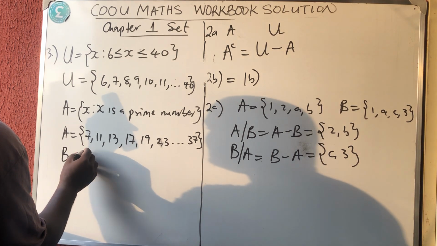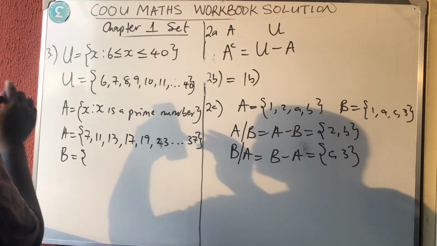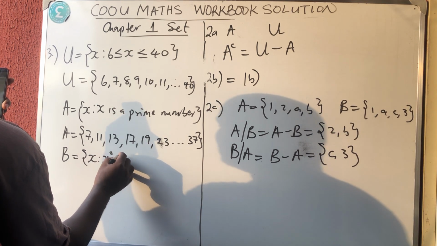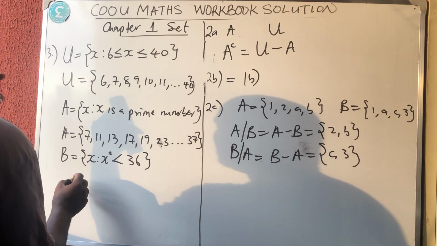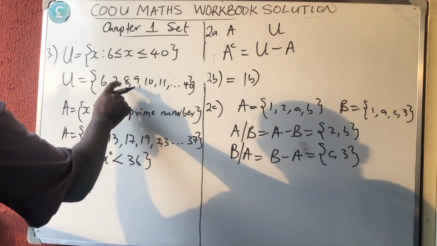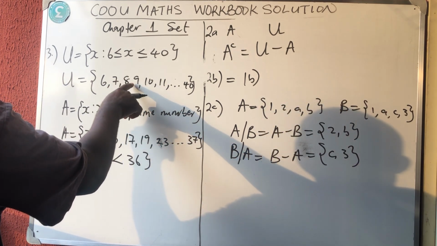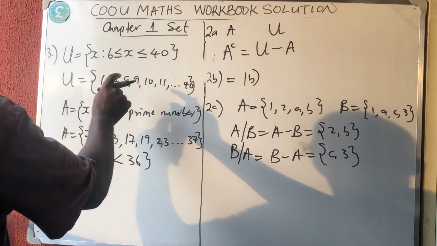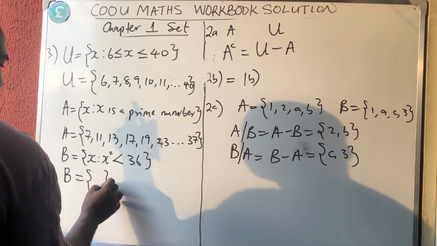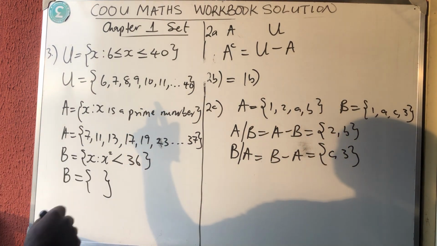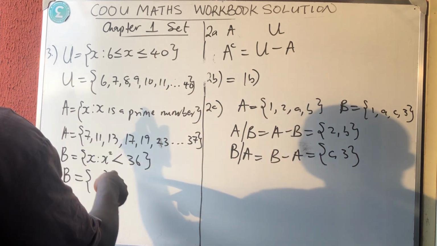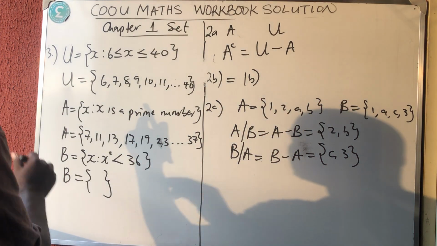B, element in B said X such that X squared is less than 36. Okay, so it means B is equal to the set of. Now choose any element. It must be from here such that when you square it, it must be less than 36. So 6 squared is 36 and it is not less than this. So this set is empty. It's an empty set. Okay, because there is no element you can choose from here such that if you square it, the answer will be less than 36. So it's an empty set.